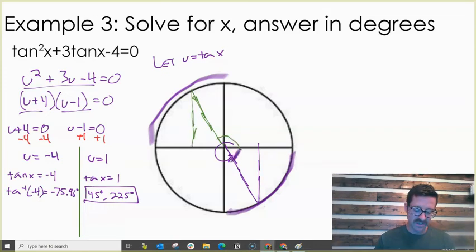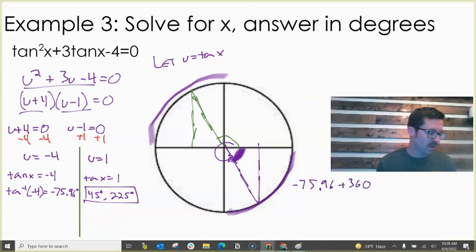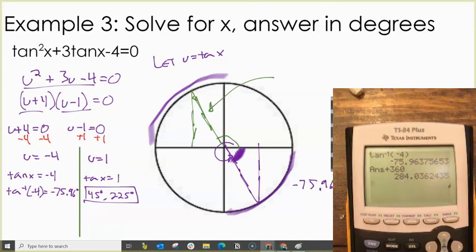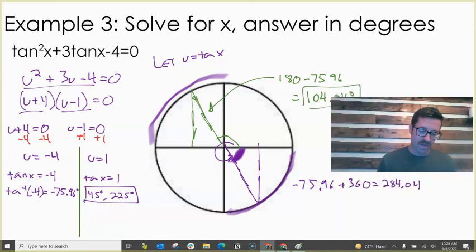shown in green. If this is 75.96 degrees, I'm going to find the coterminal angle, to find the angle that's coterminal in between 0 and 360. So for that angle, I'm going to do -75.96 plus 360, and I'm going to get 284.04. And then to get my second quadrant angle, we're going to take 180 and we're going to subtract our 75.96. And if I do that, I get 104.04.